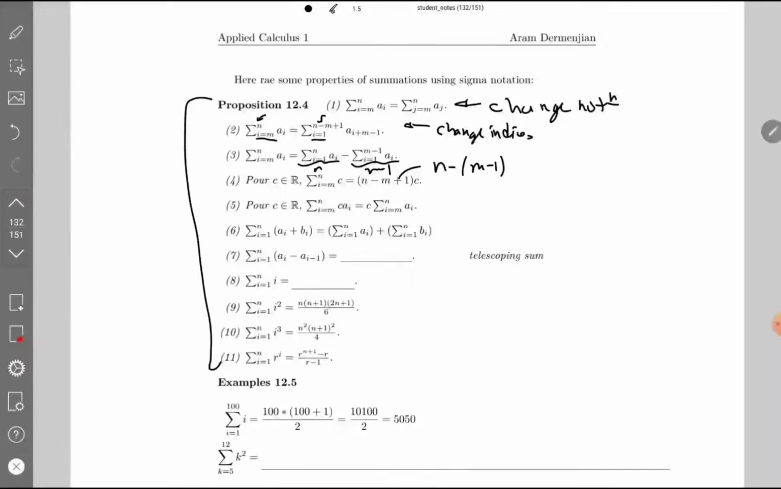Similarly, if I have a constant times some function, I can just bring out the constant, right? And this is coming from if I have CA1 plus CA2 plus CA3, etc. I have a C in all of these, so I can just bring out the C times A1 plus A2, etc. And I don't really change anything, and that's okay.